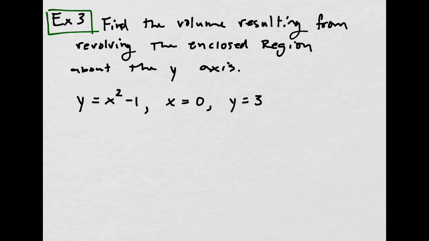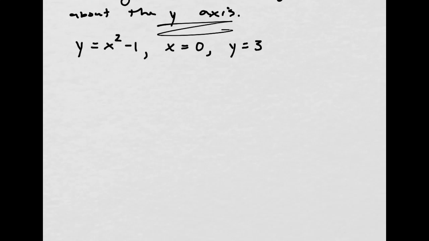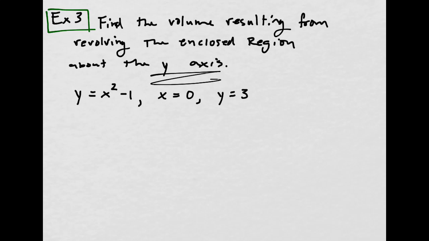Find the volume resulting from revolving the enclosed region about the y-axis. Ooh, about the y-axis, huh? Find the volume resulting from revolving the region about the y-axis. Ooh, the y-axis. That's a little bit different. So first, you draw a picture.